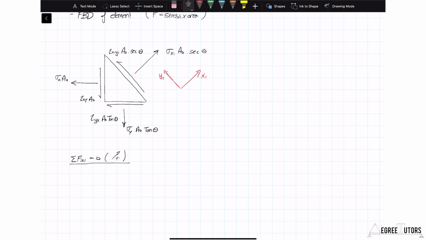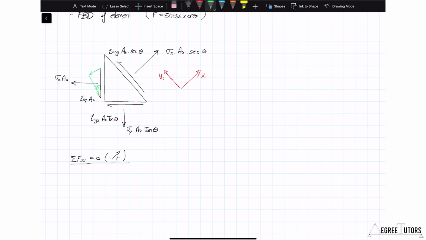As I say, it gets a little bit tedious. It helps if you break these down into their components to help visualize them. So let's think about the components of the force on the left vertical face. That could be broken up into a component parallel to the x1 direction and perpendicular to the x1 direction, where that is my angle theta.